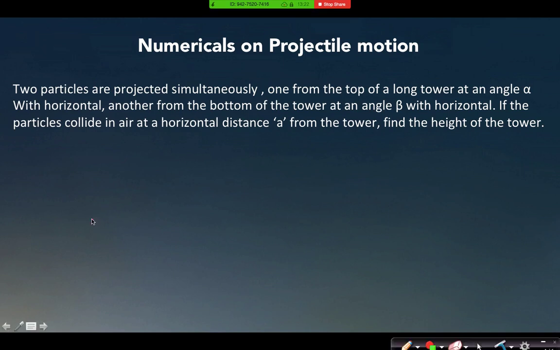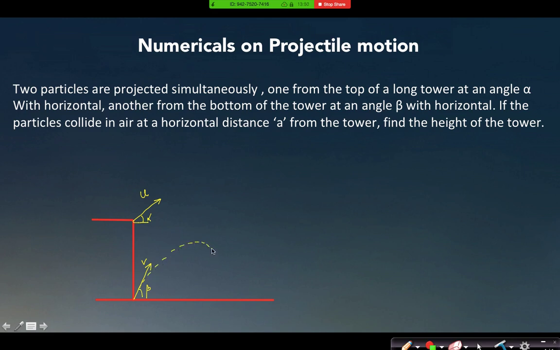The question says that two particles are projected, one from top, another from bottom of a tower. Right, so this is a tower. Now two particles are projected, one from top, suppose in this way, another from bottom, suppose in this way. It is u, it is v, right? Their angles are only given, that it is alpha and this is beta. Now they are colliding in mid-air, right?